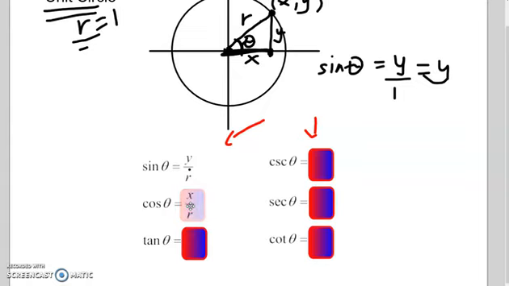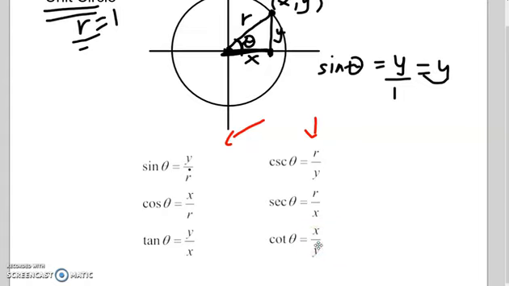Cosine theta is adjacent over hypotenuse, x over r. And tangent theta is opposite over adjacent. Then the reciprocals, so cosecant theta is y over r flipped around, so that's r over y, and secant theta is x over r flipped around, so it's r over x, so hypotenuse over adjacent, and then cotangent is adjacent over opposite, so that's flipped around from the tangent.